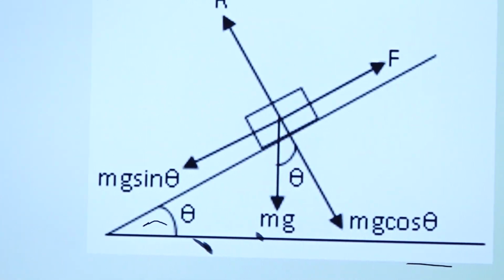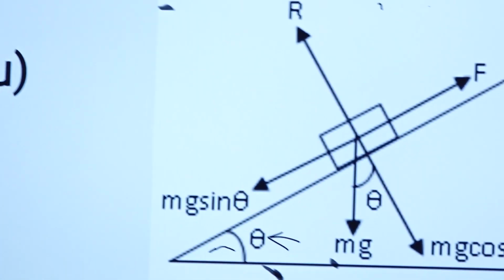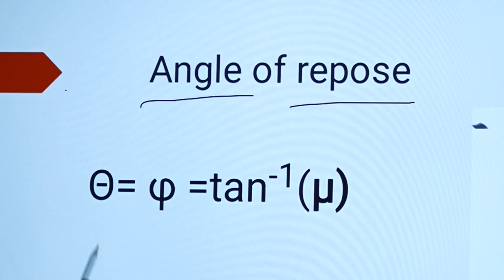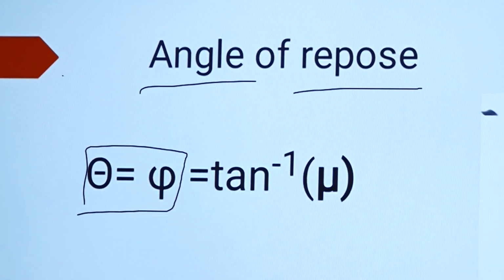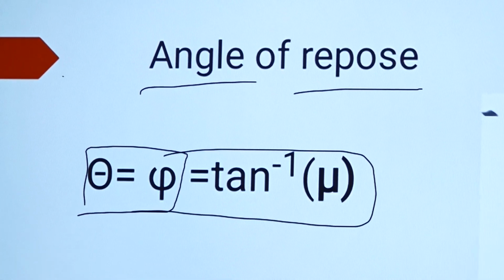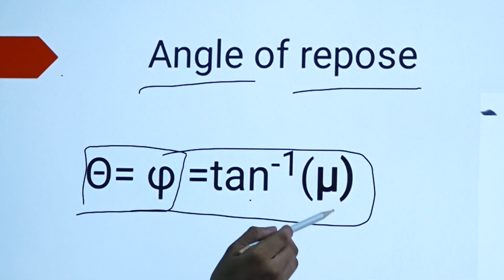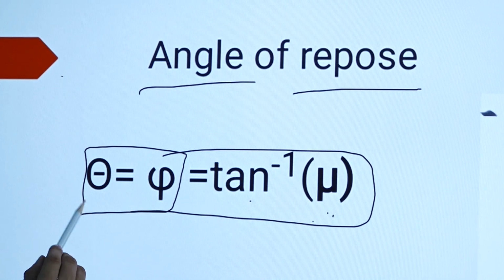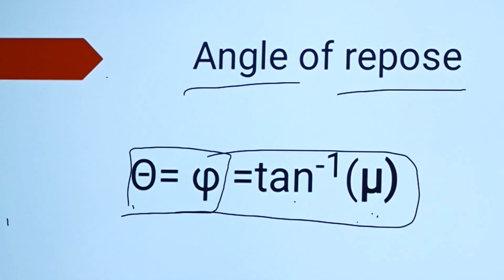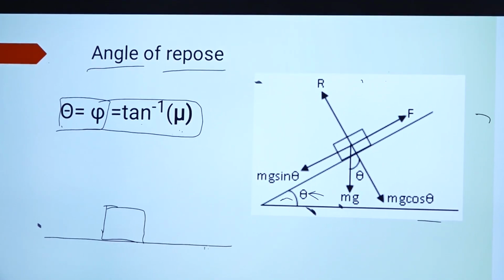That position is called the position of repose, and the angle at that point is called the angle of repose. And again the angle of repose will be equal to your friction angle, and that will be equal to tan inverse mu. So this formula you can always remember: mu is the coefficient of friction, and tan inverse of the coefficient of friction will be equal to the angle of repose as well as the friction angle. So you have to always remember that. This question may come directly in objective questions.